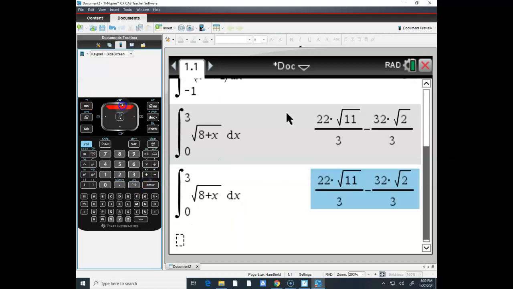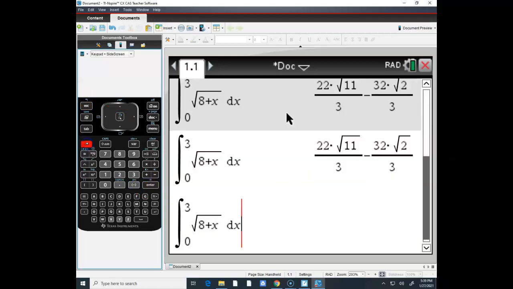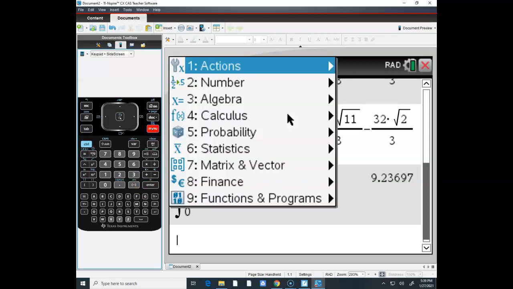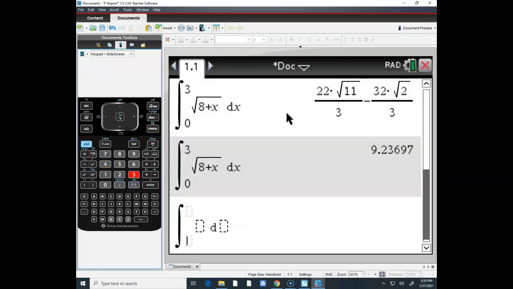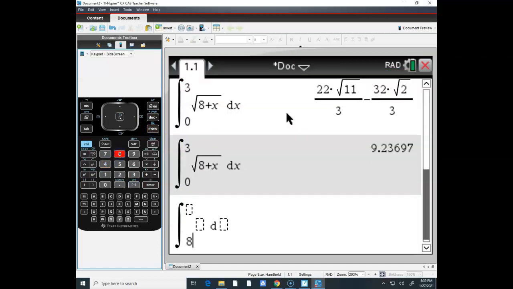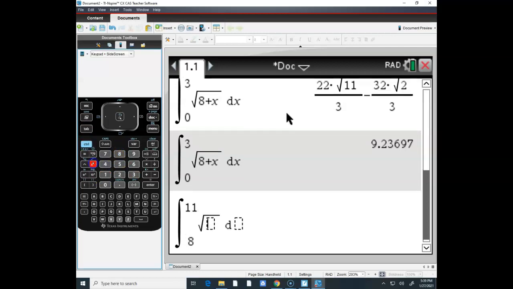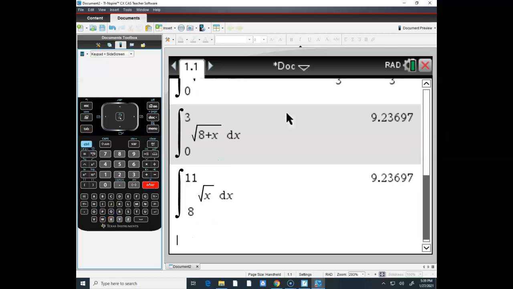I didn't hit approximate, so I didn't hit control enter. So I get about that. Well, what is the other one equal? Let's go to menu 4 3, I think I said. And let's go from 8 to 11 of the square root of x dx. Really, I don't know how these things could possibly be the same. They look way different. And when I hit enter, I'm like, well, isn't that interesting? How can they be the same? They sure look different. Well, let me show you why they're the same.